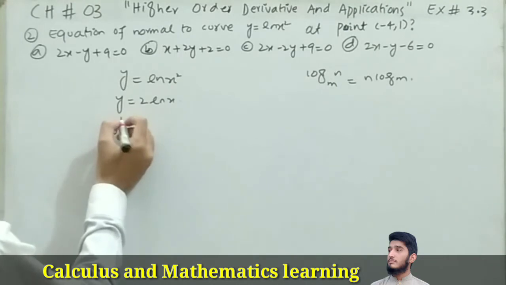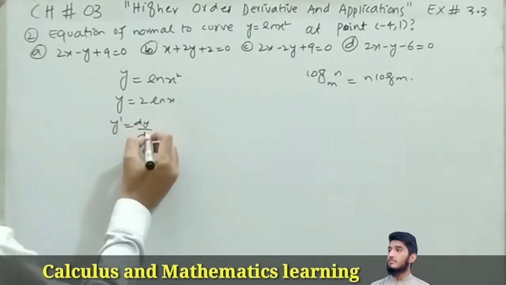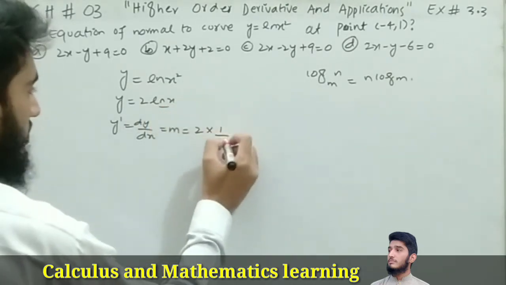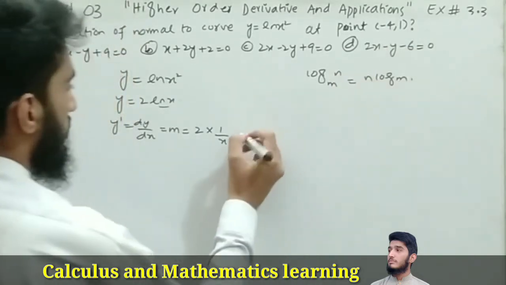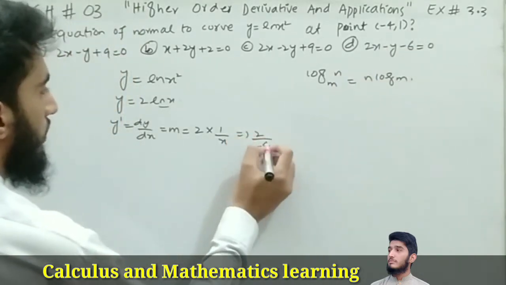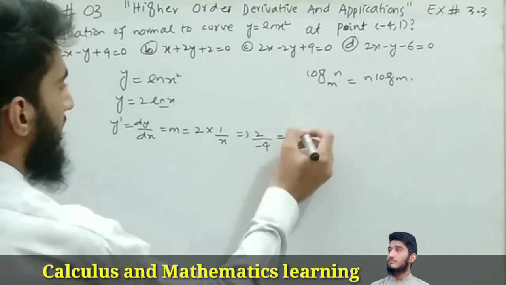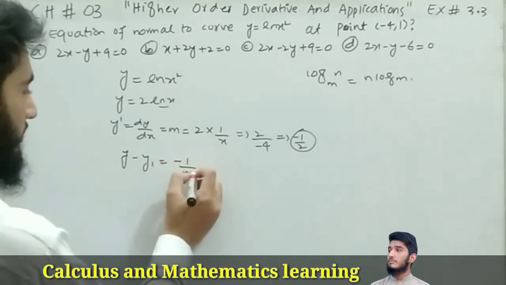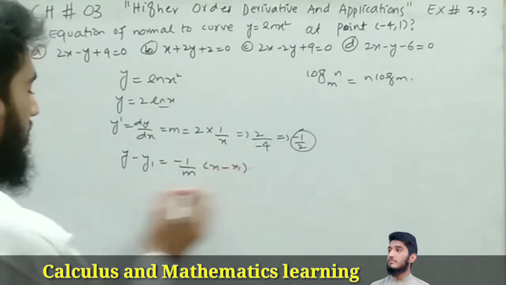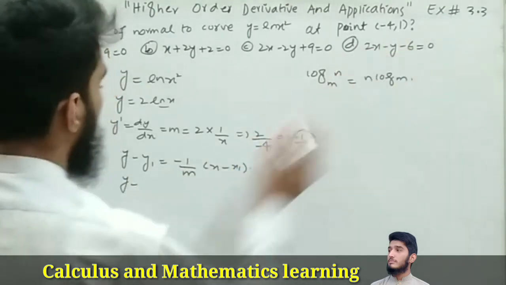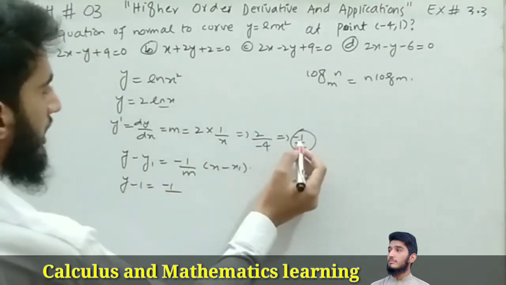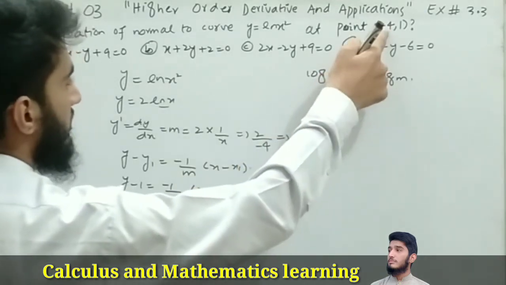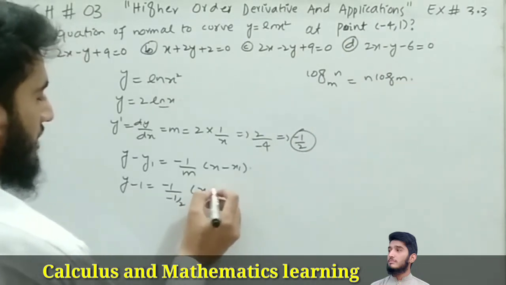Now take the derivative of both sides, so y dash, that is dy by dx, will be equal to the slope m, which is 2 multiplied by the derivative of ln x, which is 1 over x. And our x is actually minus 4, so it becomes 2 divided by minus 4, which gives the slope minus 1 divided by 2. Now using the equation of normal to the curve, y minus y1 will be equal to minus 1 over m into x minus x1. So it becomes y minus y1, which is 1, equal to minus 1 over m, where m is minus 1 by 2, into x minus x1. Here x1 is minus 4, so minus minus will give us plus 4.